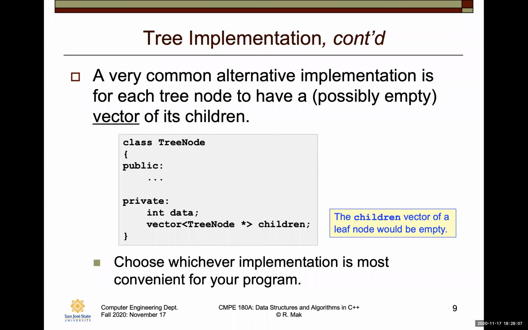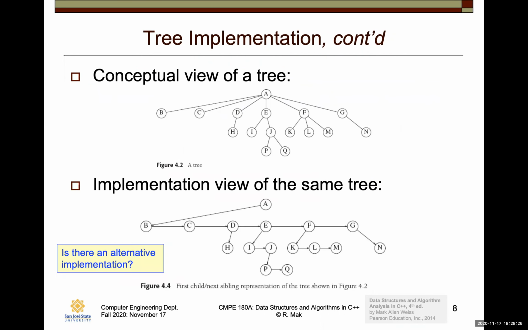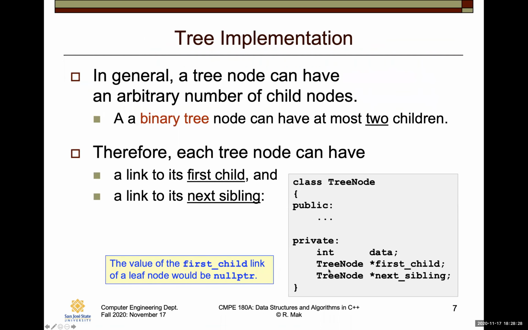And then of course we have to be able to link up the nodes so that they become a tree. Now you notice that in each of these implementations, a node has pointers to its children, whether you do it this way or you put a vector down there. Every node will have some way of getting to its children.